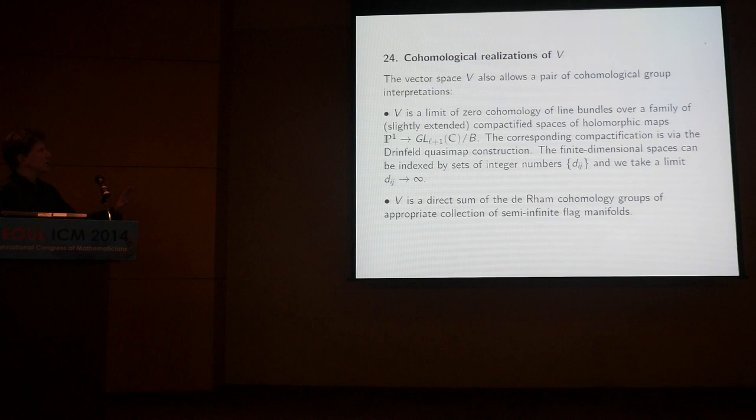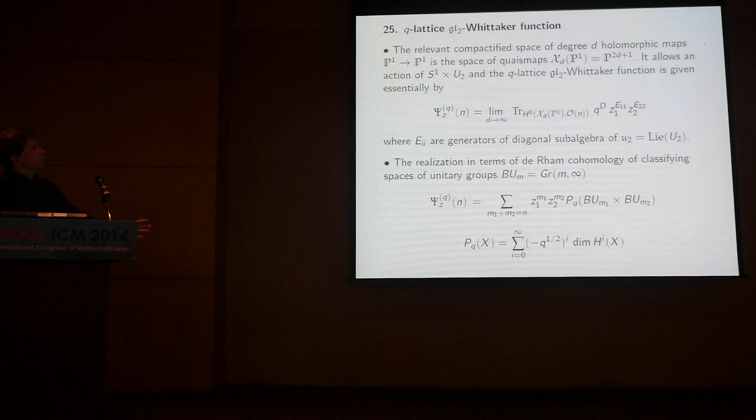So formally, V is a zero cohomology of some line bundle on some infinite dimensional space. But the precise form of this is the limiting case. And more or less the same type of construction works in the de Rham setting. So let me give you examples to understand what it means.